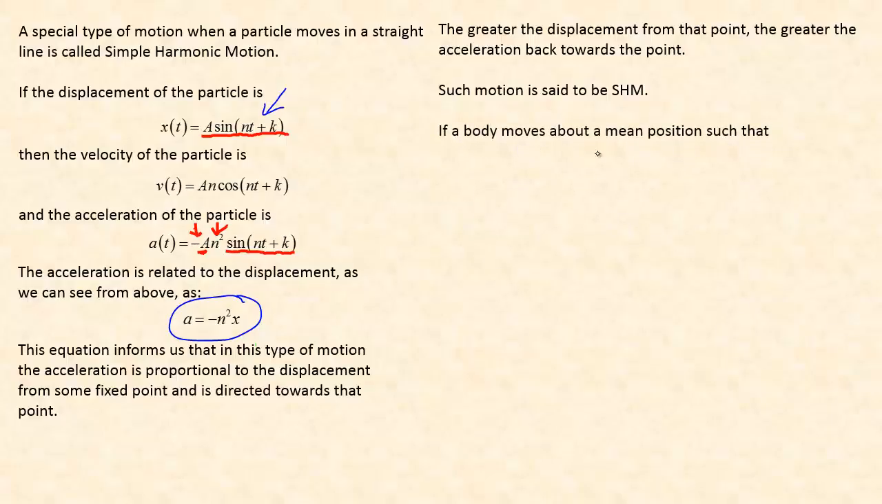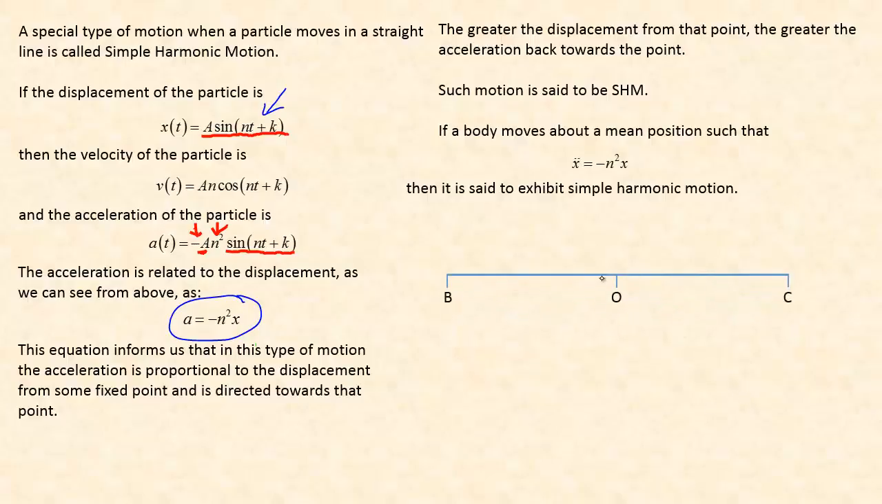If a body moves about a mean position such that x double dot, which is how we often represent a, the second differential of the displacement, is negative n squared x, then it is said to exhibit simple harmonic motion. And we mentioned this before, that by showing this you can actually prove that the motion is simple harmonic.